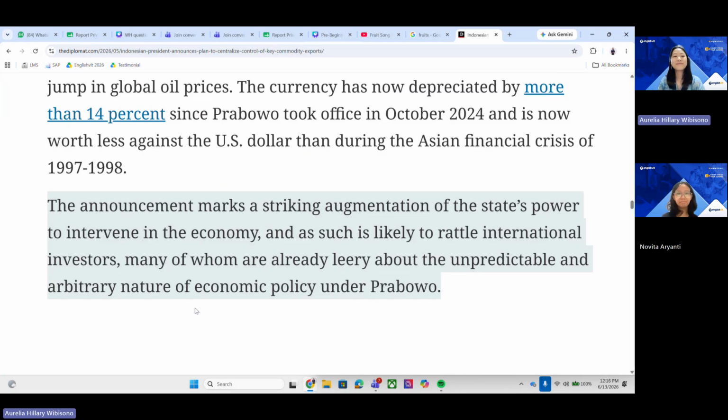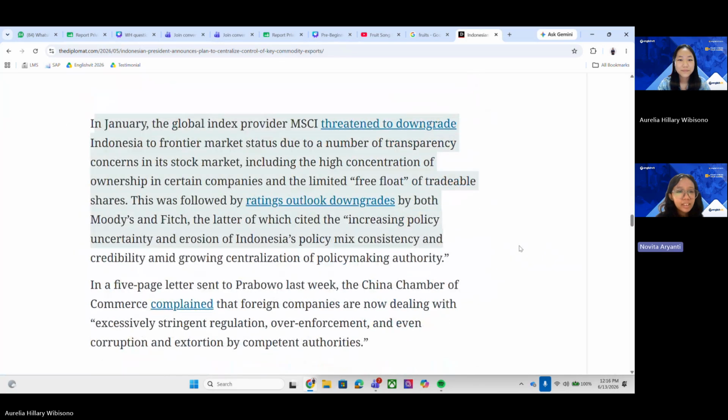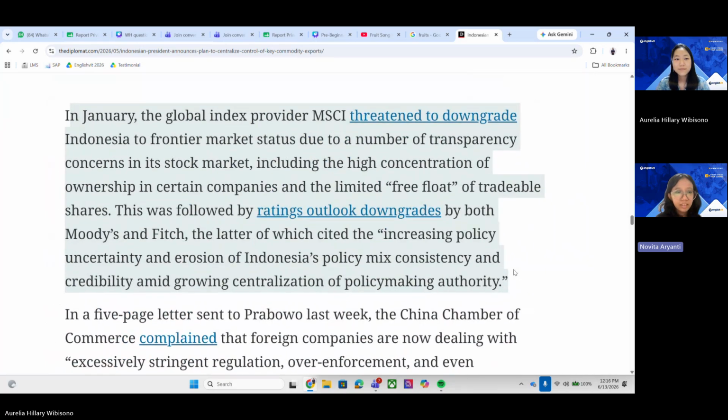Yeah. And then next one. In January, the global index provider MSCI threatened to downgrade Indonesia to frontier market status due to a number of transparency concerns in its stock market, including the high concentration of ownership in certain companies and the limited free float of tradable shares. Oh wow, there are a lot of economic phrases in here that I don't really know. It's okay, we can learn it together.